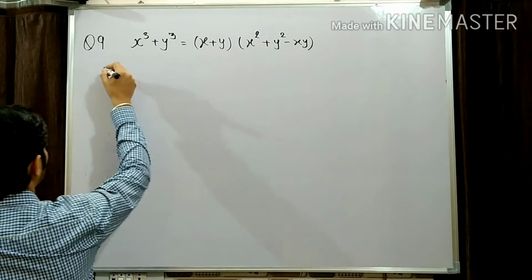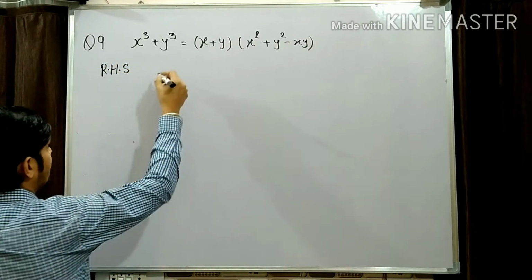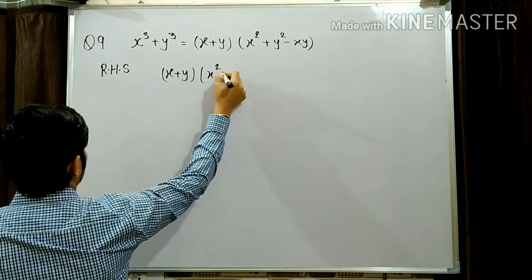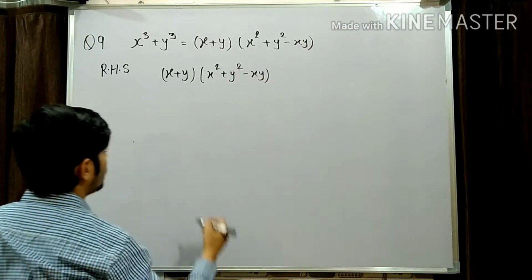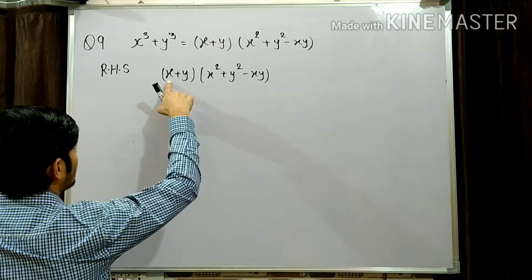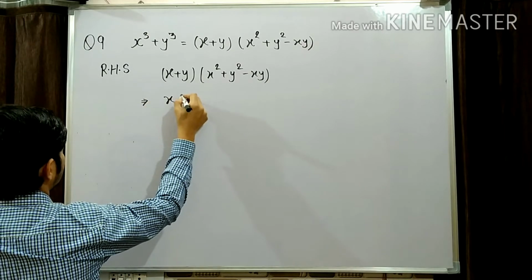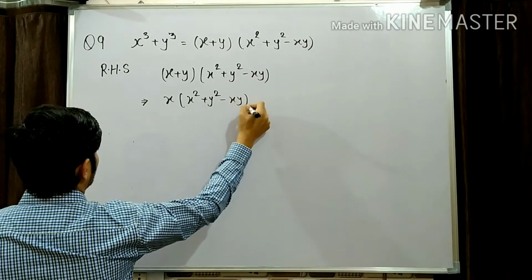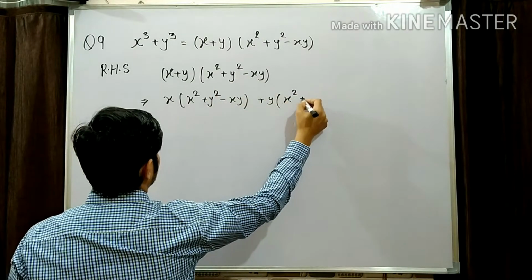So here we will take the right hand side. Right hand side is x plus y into x square plus y square minus xy. Now what will we do? We will multiply by x and y respectively. This implies that x is multiplied by all the terms and y is also multiplied by all the terms.